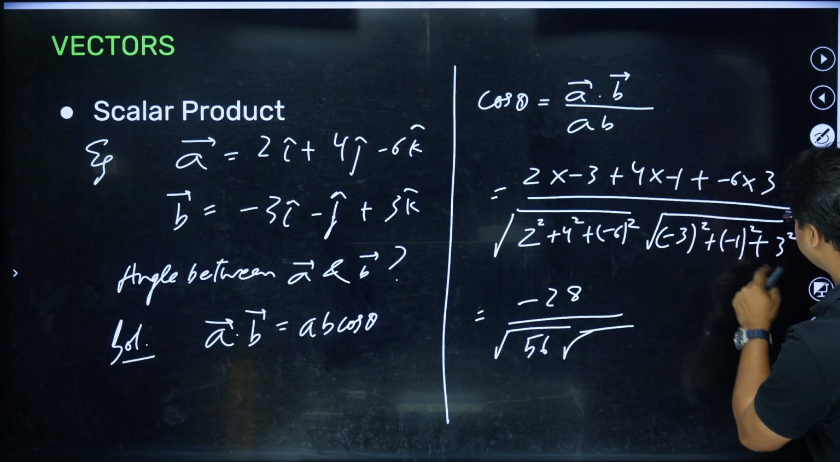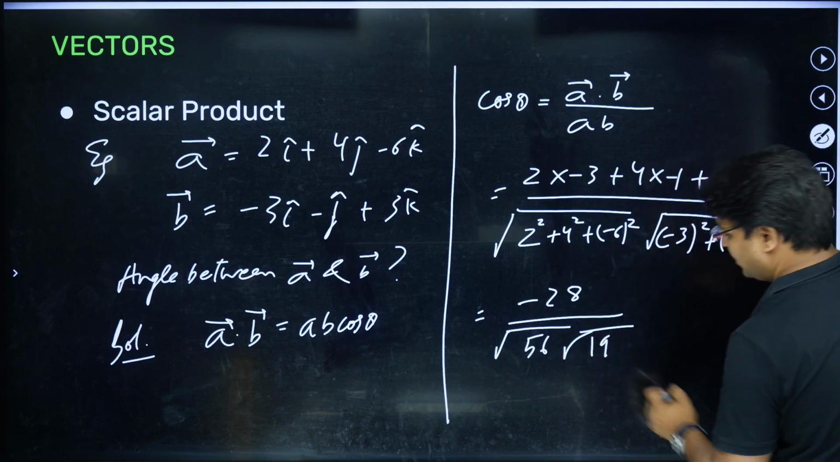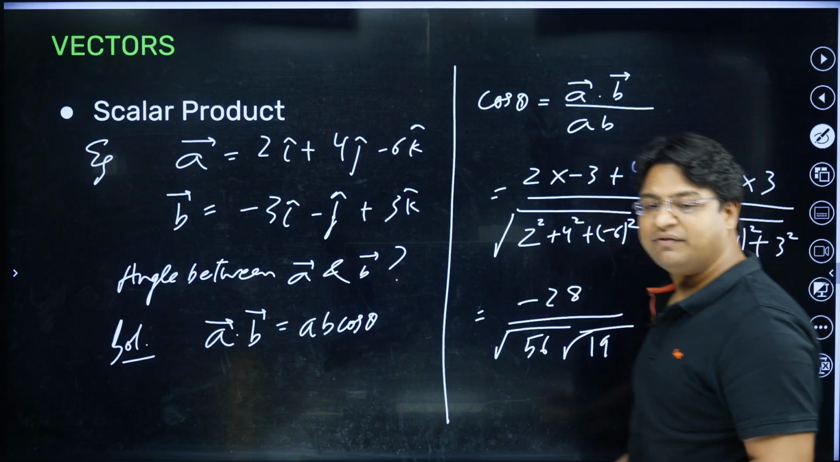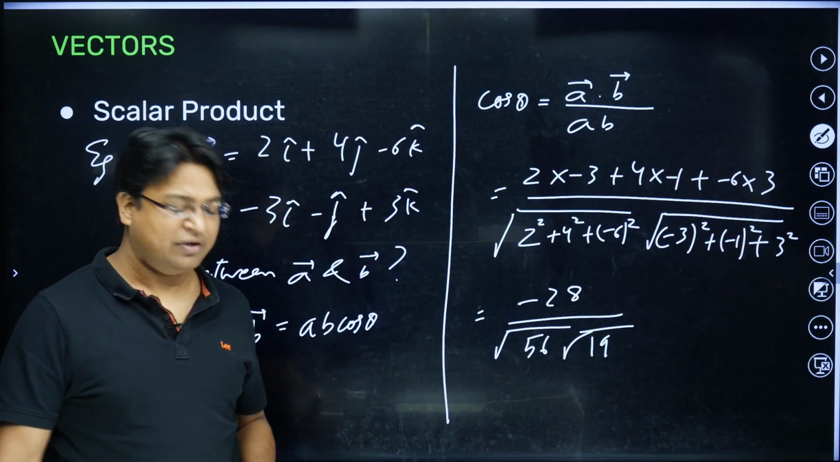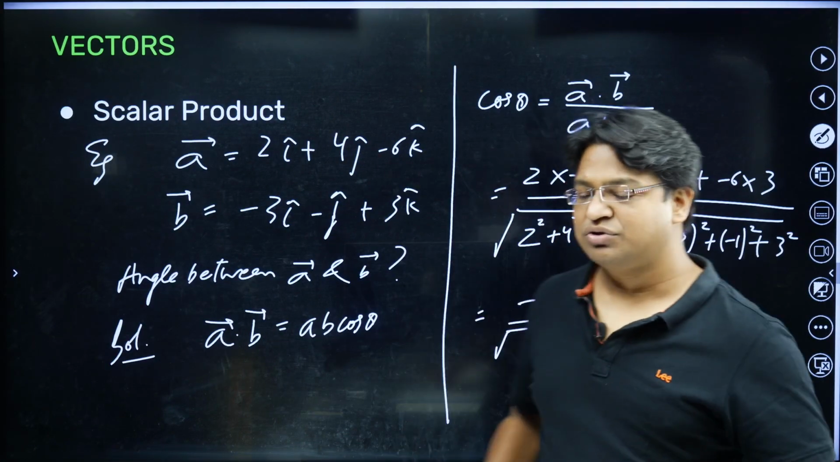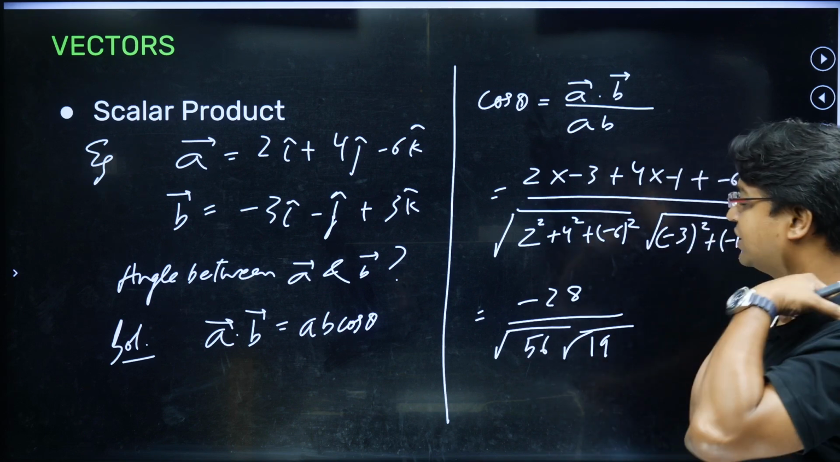And this is 9 plus 1, 10, plus 9 again, 19. Okay, so since we have got the value of cos theta, it means that we are now aware of theta. So you can see how we can use dot product to get the angle between the two vectors also.